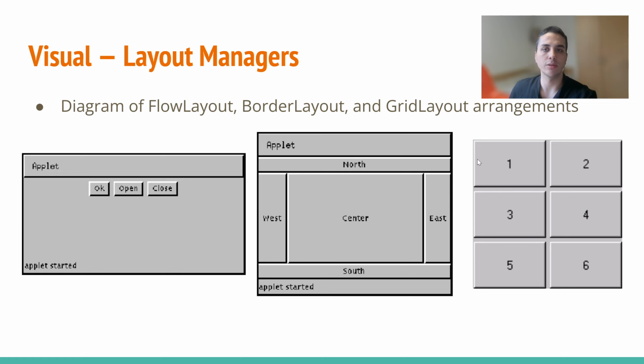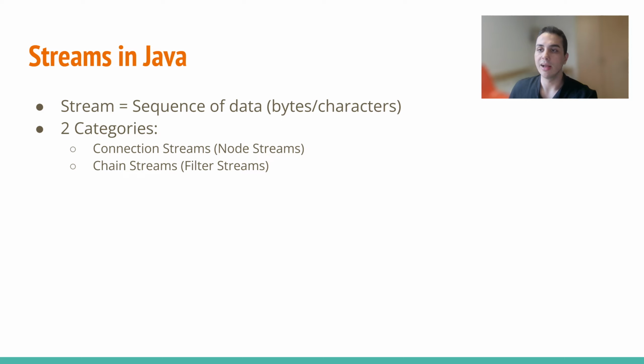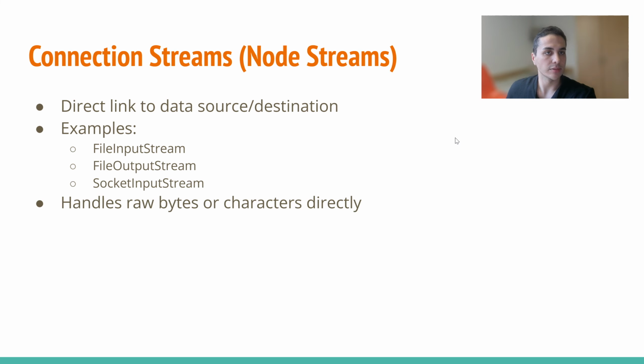six equal grids. And now we have streams in Java input-output. A stream is a sequence of data, like a stream of bytes or characters. There are two broad categories. The first one is connection streams, or node streams. They represent a direct connection to a data source or destination. For example, we have FileInputStream, FileOutputStream, and SocketInputStream.